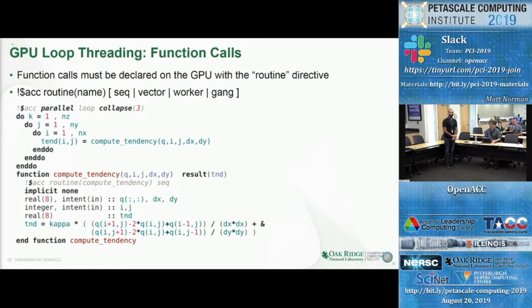The C syntax for ACC routine is slightly different because the Fortran compiler has more information about functions because of the module file format. In C, you typically have to put the ACC routine both at the function that is being called and at the call site to make the compiler aware of how to glue these things together.